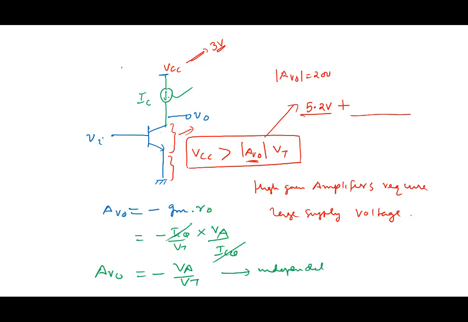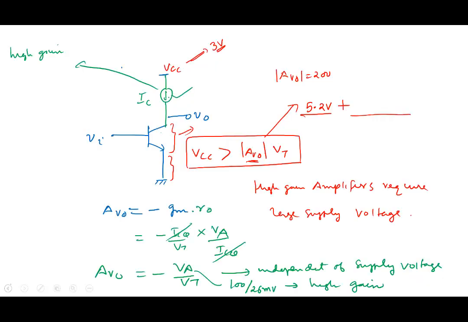There's no supply voltage here. Independent of supply voltage. Not only that, if I put VA equal to 100, 100 by 26 millivolt, you can see it's a very high gain. So if you want to build very high gain at low supply voltages, what it's saying is don't use RC, use the current source here. All right? So what is the current source giving us? High gain with low supply voltage. In fact, it's independent of supply voltage.